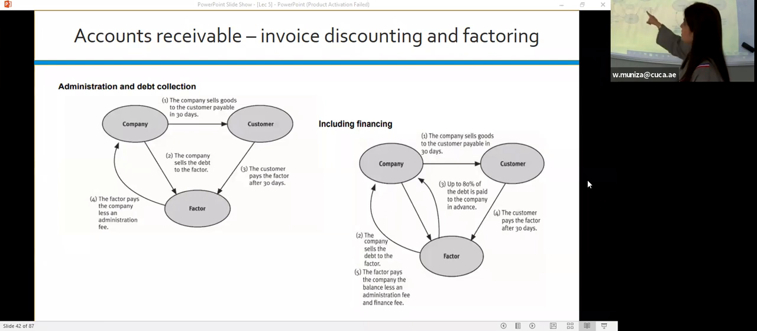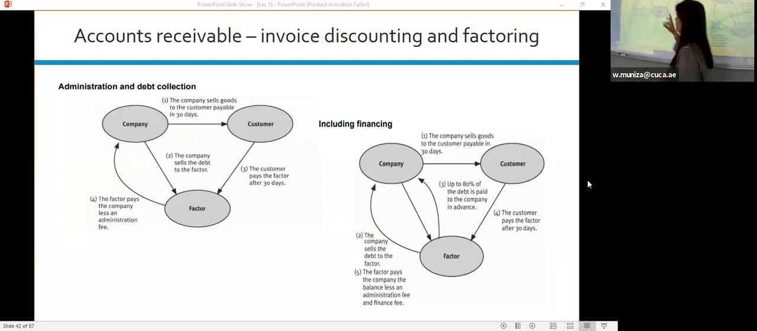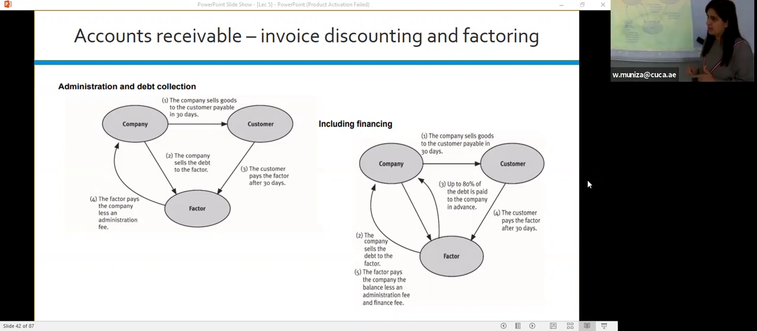In the second step, the company sells the debts to the factor. Then the customer pays the factor after 30 days. In this case, the customer will not be paying the company, but the factor itself. And then the factor pays the company less any administration fee. So this is when the administration and debt collection is outsourced to the third party.